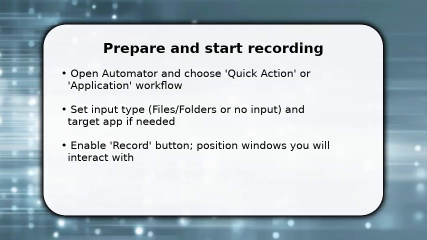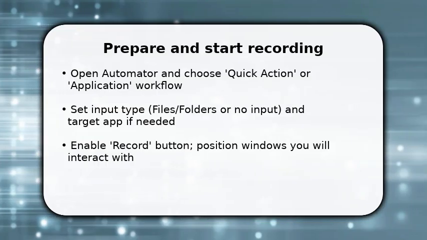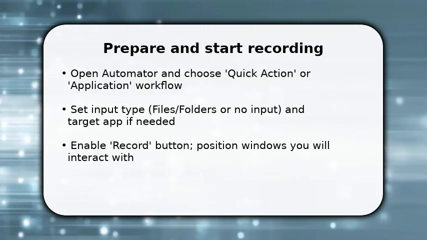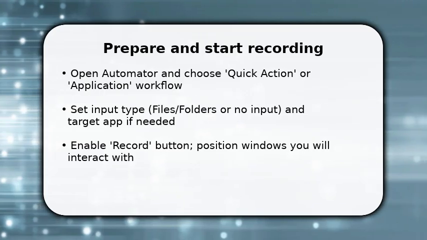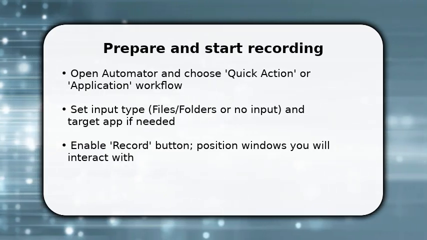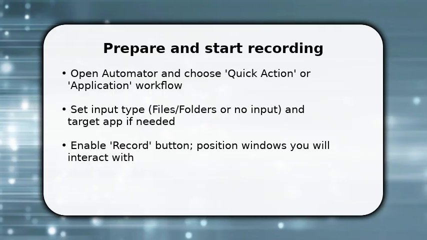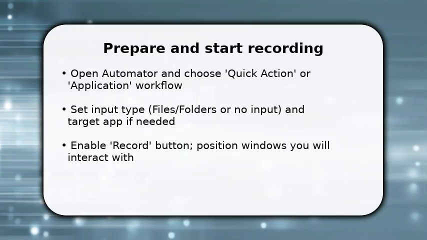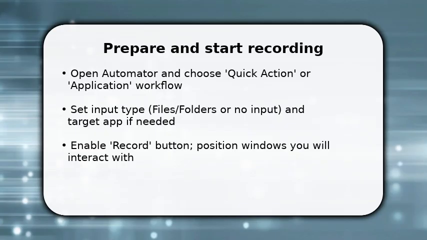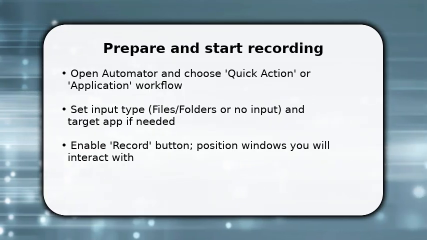You will start by opening Automator and creating a new quick action or application so your recording runs where you need it. Once done, choose the correct input type, files, folders, or no input, and target the app if this action must run inside another program. Make sure to arrange the windows and hide unrelated apps.